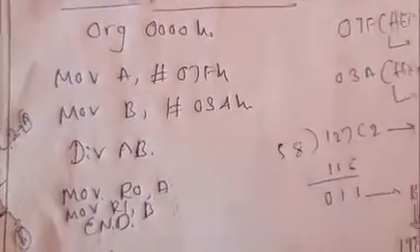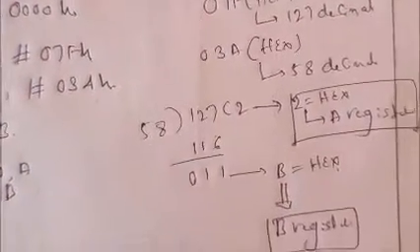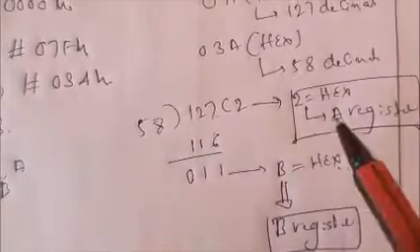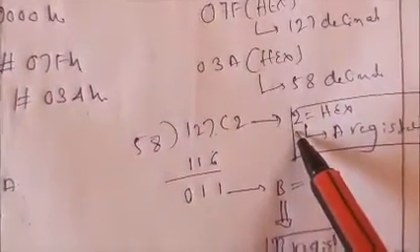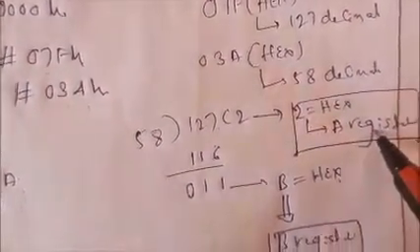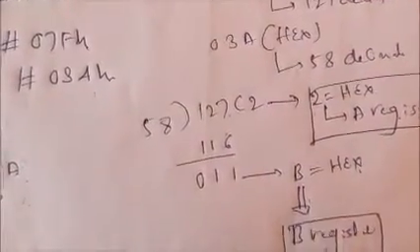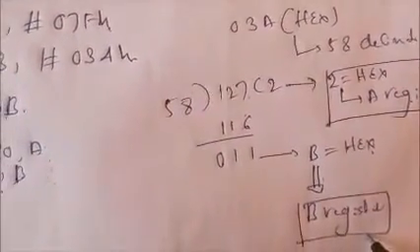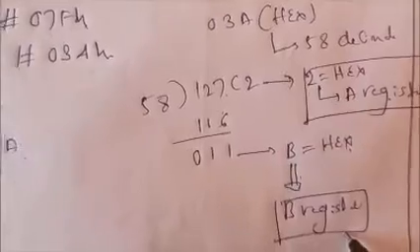You will get the result here, hexa 2. This 2 will be in the accumulator only, and B will be in the B register itself. Is it clear? And one more thing you need to understand.